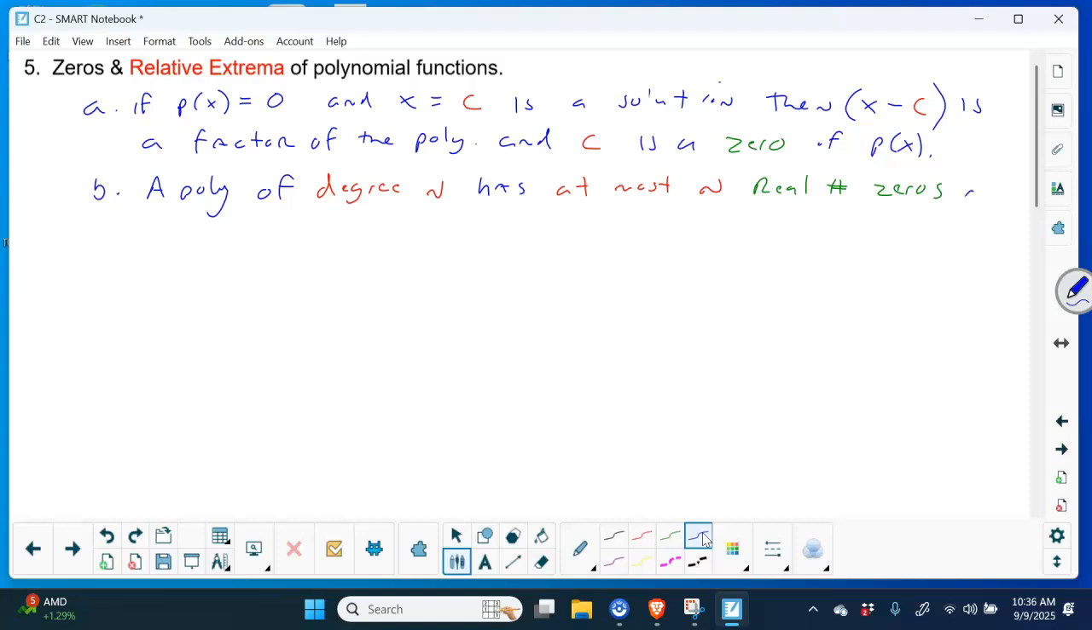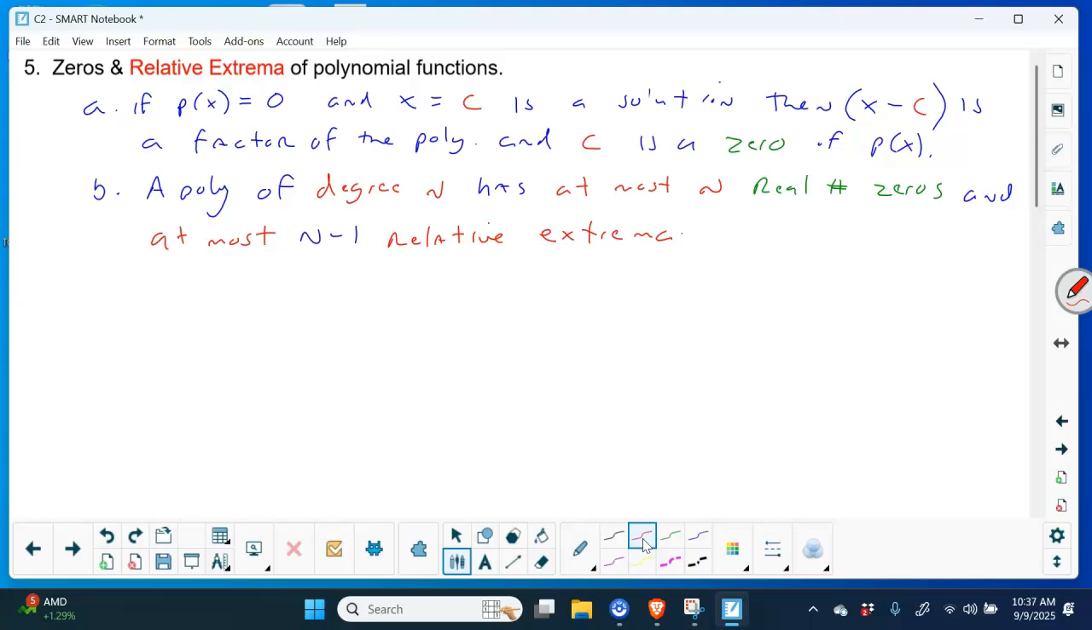Let's get to the relative extrema. And, going to red here, at most, and at most, and I'm going to use blue here, n minus 1, back to red, relative extrema. And you say, I don't even know what a relative extrema is. Yeah, I know. I'm going to show you in a minute. So hang in there.